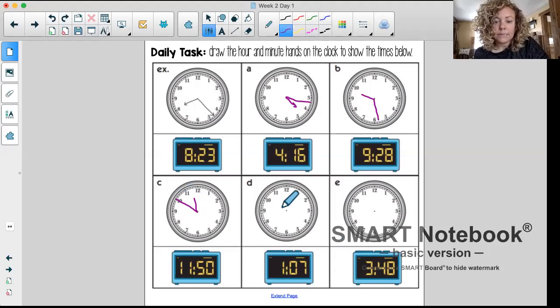All right, D, 1:07. So our hour hand, that's in the very beginning of the hour. So our hour hand is going to point almost directly at the 1.